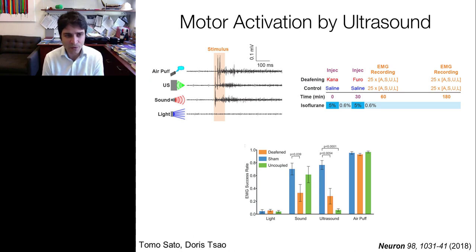So when we look at the deafened animals, they had a reduced response to both sound and ultrasound, but not to air puffs. And so that makes us believe that we have this auditory side effect that's happening in these mice.